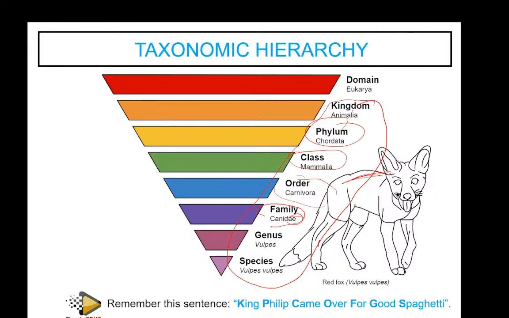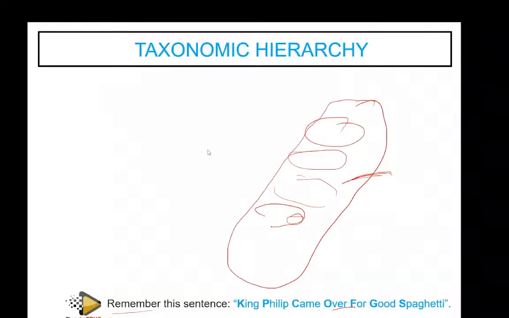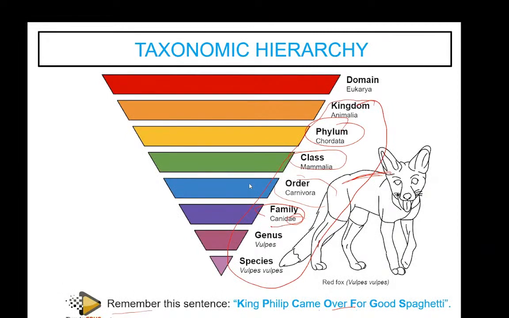How do I remember the order, starting from kingdom, phylum, class, order, family, genus, and species? We use this: King Philip came over for good spaghetti. Yes, this King Philip came over for food. So you can use this to remember exactly what you are supposed to.